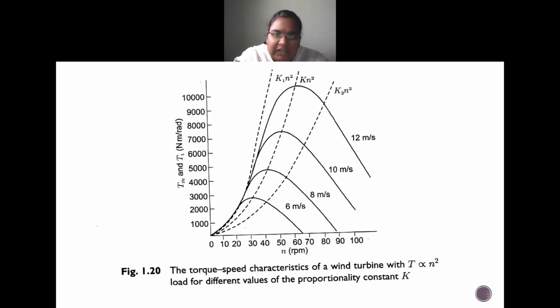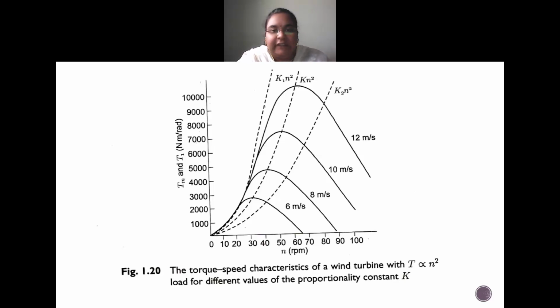Now, let us say the k value is less than the optimal value, that is k1 in this case. If you look at this graph, when you draw the graph of k1 N square, it is not passing through the maximum power points. If you look at this diagram, you can say that the power output will be zero at certain points.